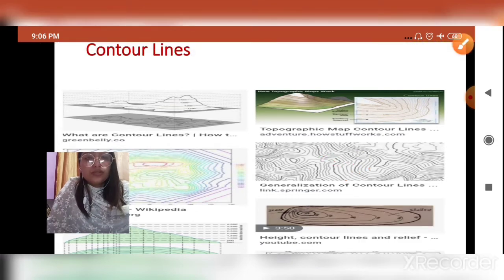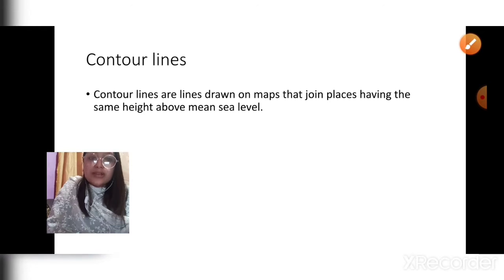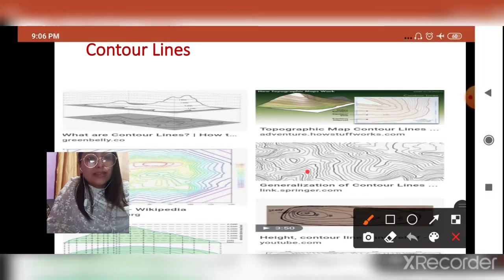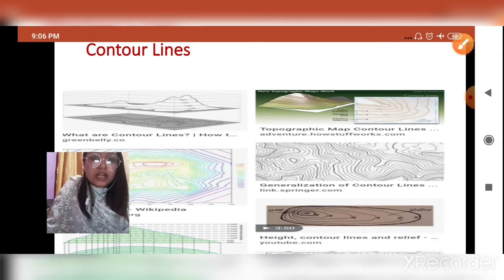Okay, now let's understand what is a contour line. These contour lines are the lines drawn on the map that join the places having the same height above the mean sea level. Now what is the purpose of studying contour lines? What is the use of studying this pattern? By studying the pattern and the density of these contour lines, we get an idea about the topography of an area. Each topography is represented by a unique pattern of the contour lines.